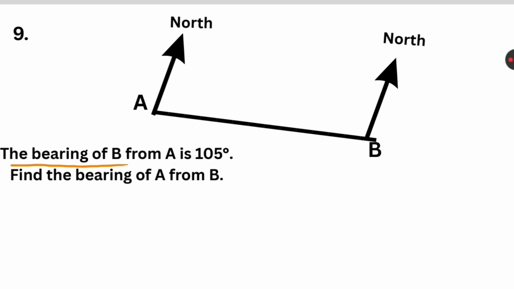The bearing of B from A is 105 degrees. That means this angle is 105 degrees. We know this and we need to find the bearing of A from B.